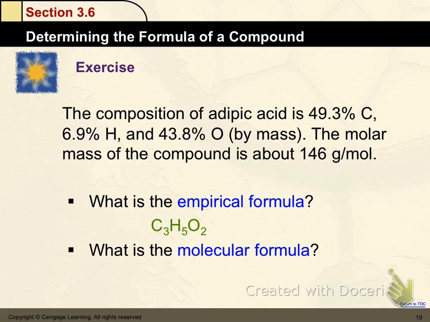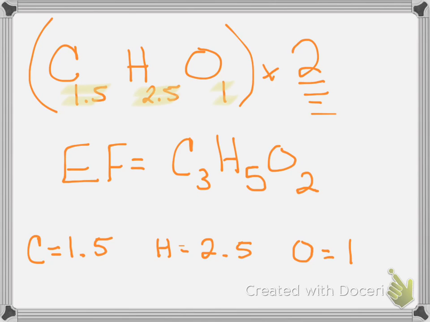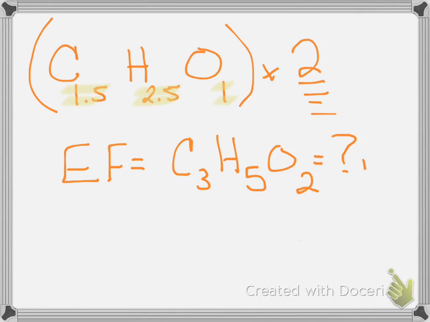Now here's the next question. What is the molecular formula? Well, for the molecular formula, we're going to need that number, 146 grams per mole, or the molar mass. So let's go back to our drawing. I'm going to go ahead and erase the bottom of my slide here. My molar mass in total is 146 grams per mole. Well, let's find the molar mass of this guy. What's the molar mass of C3H5O2?